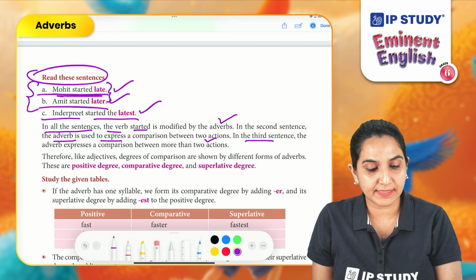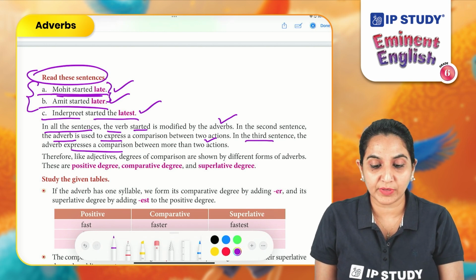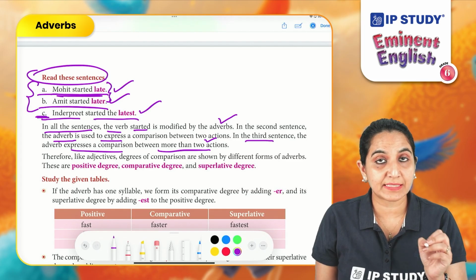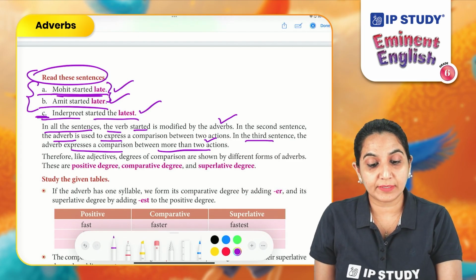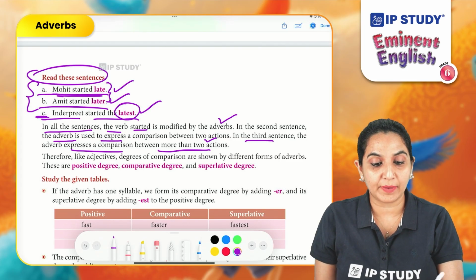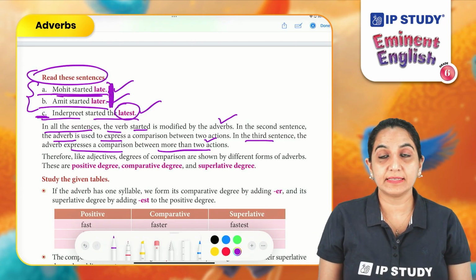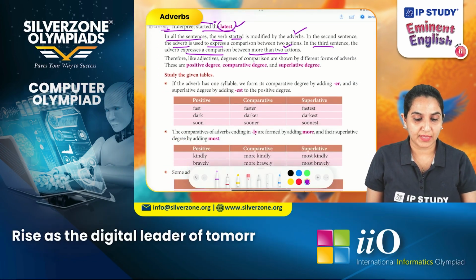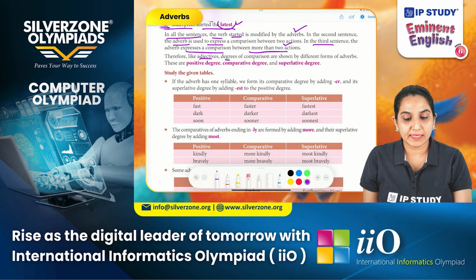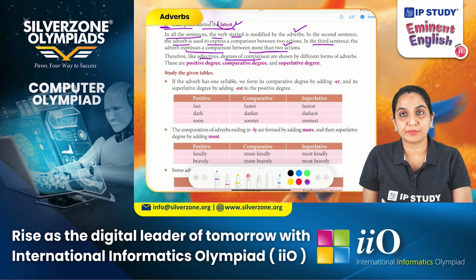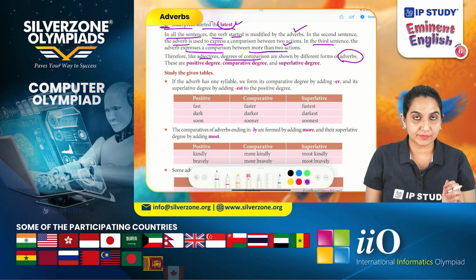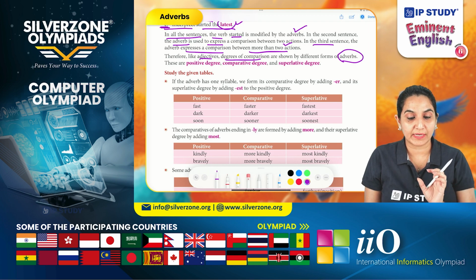So this is clearly a comparison between two actions. In the third sentence, the adverb expresses a comparison between more than two actions. Now, in the third sentence, Inderpreet started the latest. The adverb latest is describing more than two actions, that means later and late. This is comparative degree or degrees of comparison. Adjectives' degrees of comparison are shown by different forms of adverbs. And these are in positive degree, comparative degree and superlative degree.